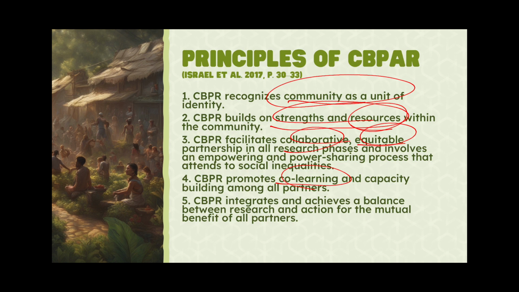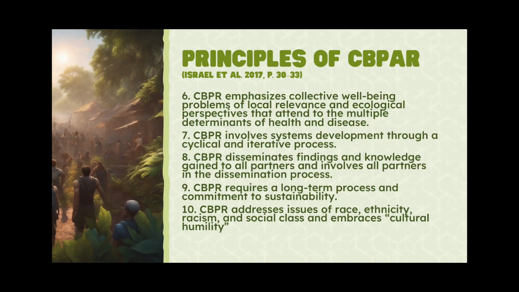Because it's very important. Next, it integrates and achieves a balance between research and action for the mutual benefit of all partners. So we explained that also earlier. Next, CBPAR emphasizes collective well-being as opposed to just individuals or just, again, ticking metrics or indicators in a scale. Problems of local relevance and ecological perspectives that attend to multiple determinants of health, disease, and well-being. Number 7, it involves systems development through a cyclical and iterative process.